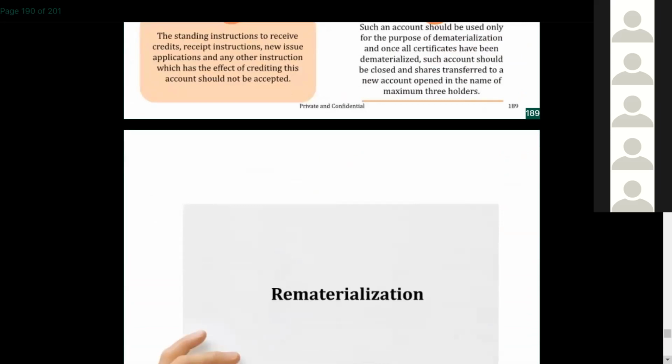Ma'am, when demat securities are converted into physical form, it's called remat. Yes. So, remat is the opposite of demat. Demat, you're converting your security in physical form into electronic entry, whereas remat is the opposite, where you are converting your securities held in electronic form into physical certificate.